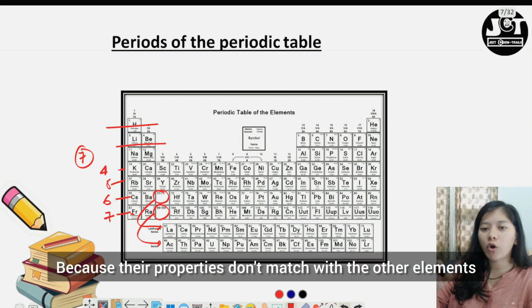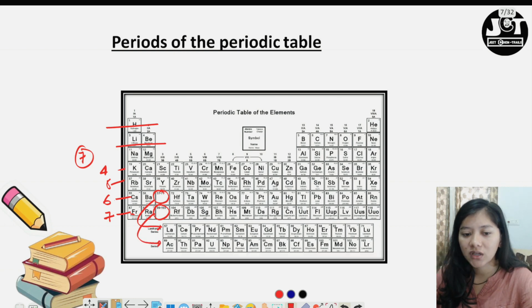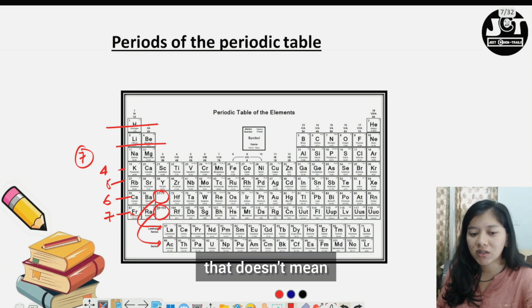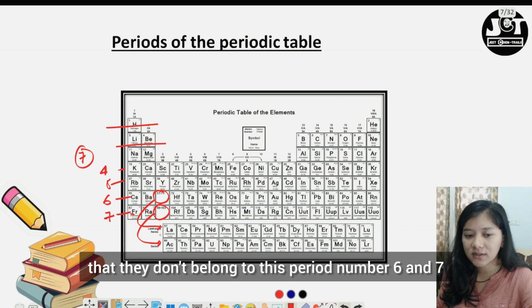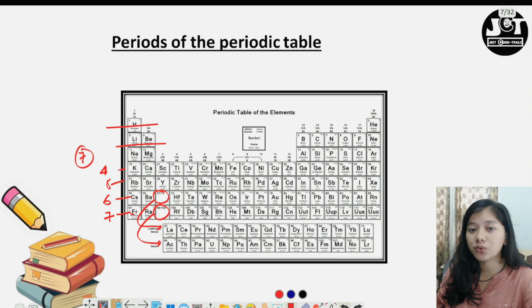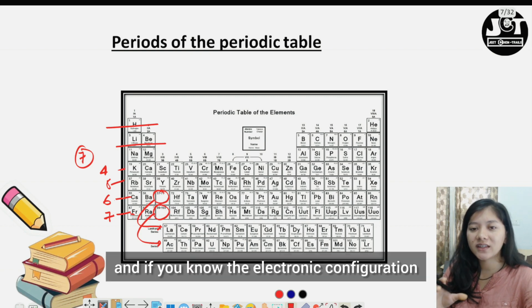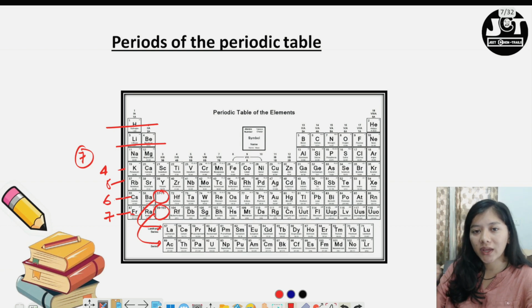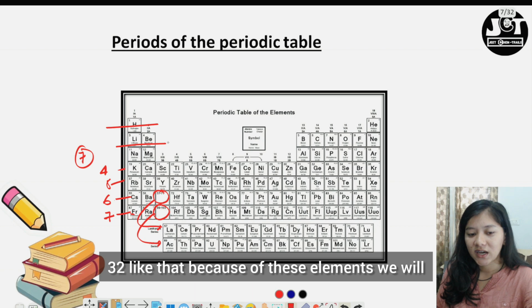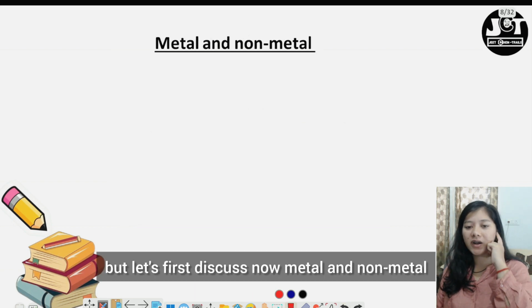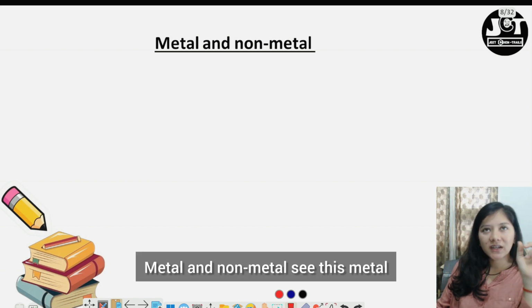Why? Because their properties don't match with the other elements. But even though they are at the bottom, that doesn't mean they don't belong to periods 6 and 7, right? Because of that, periods 6 and 7 have 32 and 32 elements each. And if you know the electronic configuration, that's how we write it, right? 2, 8, 8, 18, 18, 32, like that, because of these elements. We will discuss that later, but let's first discuss metals and non-metals.